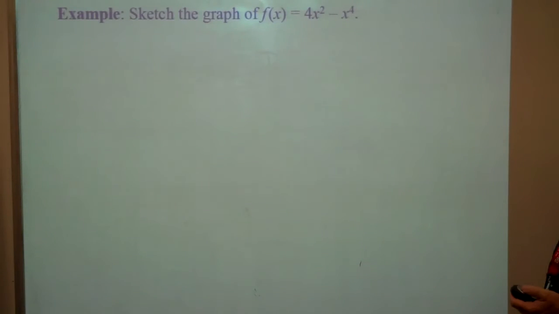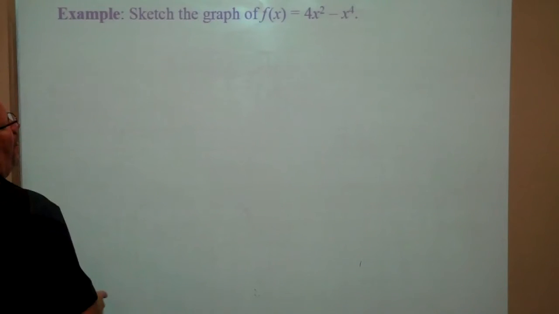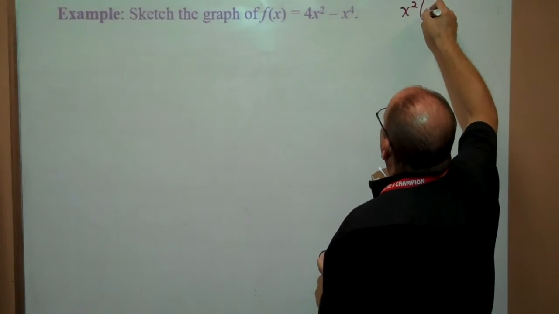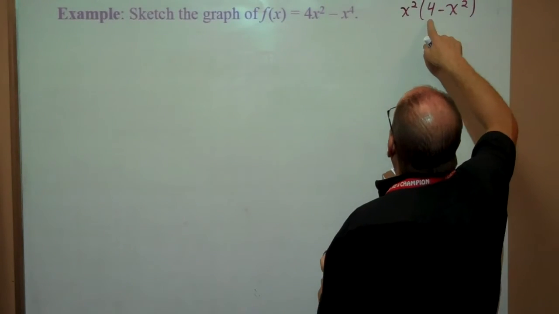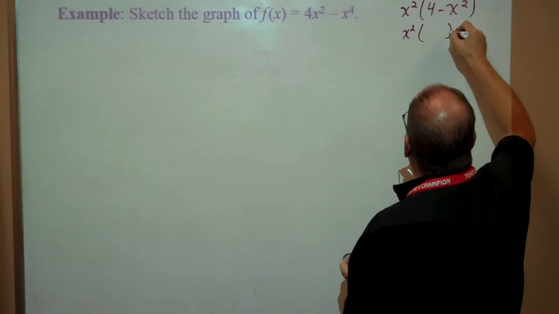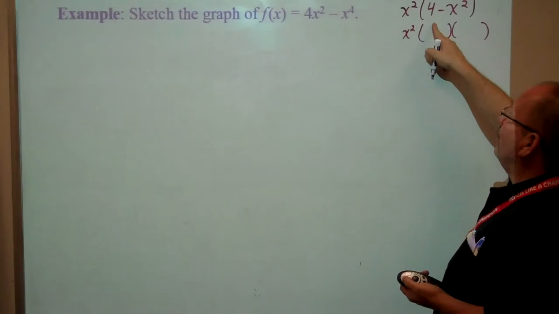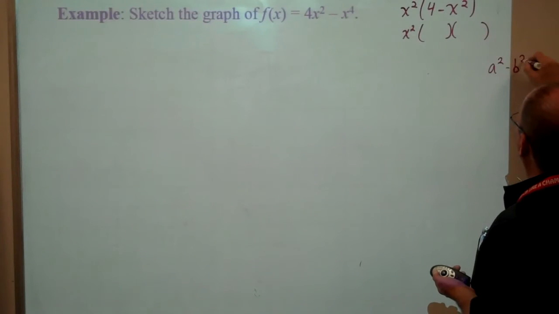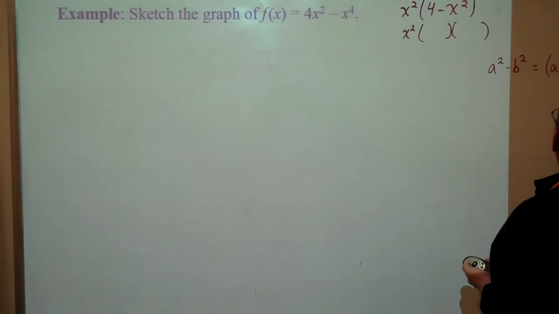Example, sketch the graph of f of x equals 4x squared minus x to the fourth. Well, first let's factor this. X squared factors out, and you get 4 minus x squared. This is the difference between two squares, and you'll remember from Algebra 1 or Algebra 2, or you might not remember, but when you have a squared minus b squared, it equals a plus b times a minus b.